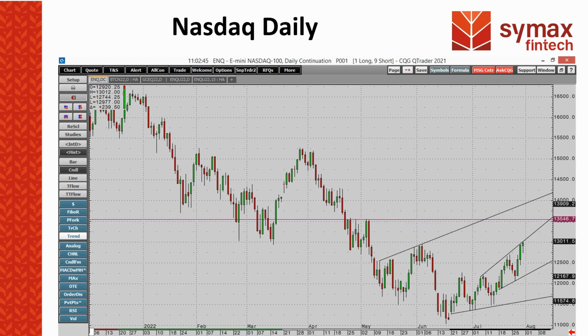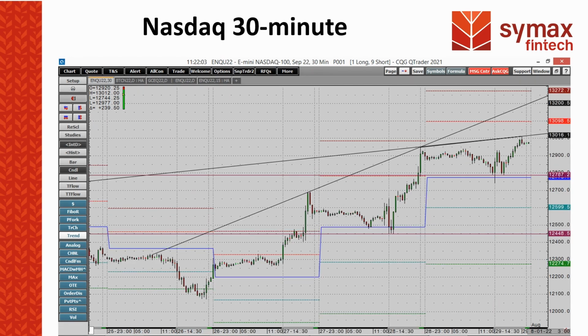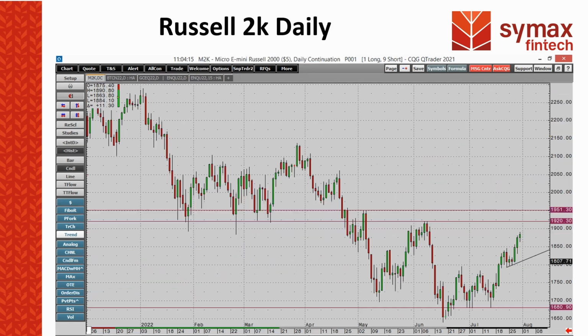Nasdaq daily. So again, some resistance levels higher up with a couple of support levels below the market as well. And then the 30 minutes pretty much the same as the rest. The Nasdaq did come down and test the pivot point level, though was rejected and just closed steady, as did all of them.